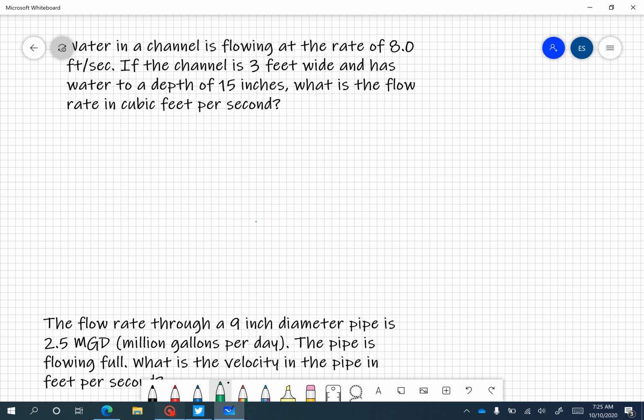Okay, Chapter 3 in the OTCO workbook. We're finally up to the flow rate problems. There are 5 of them at the end of the homework.